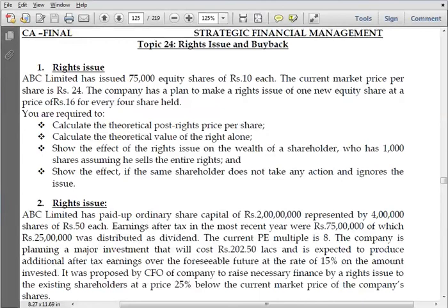Question number 1. Ex-rights price equals (existing shares into existing price, plus new shares into issue price), whole divided by existing shares plus new shares.